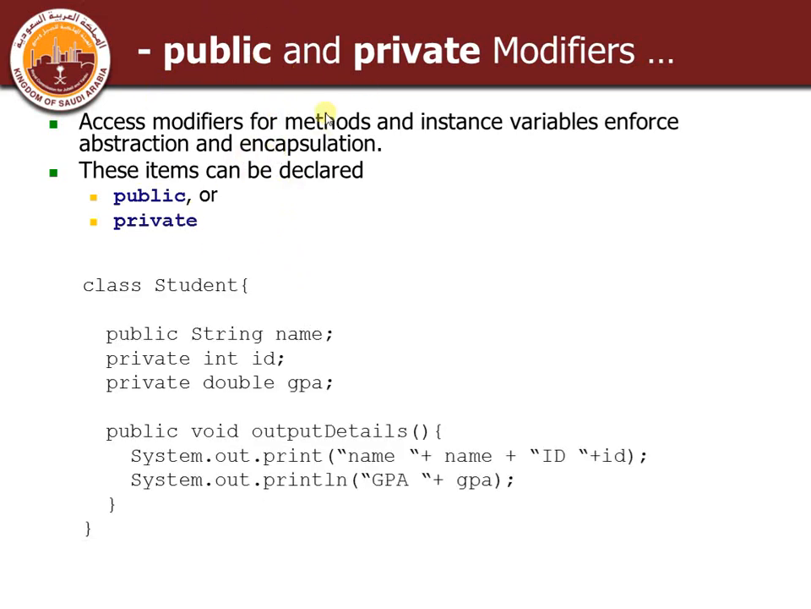So now, in this example, if they made it public string name and private double GPA, what does this mean? I cannot change which? Okay, let's wait a minute. ID and GPA cannot be changed, but can I read their content? No, I cannot, because they are private as well. Everything that is private, I cannot read their content.